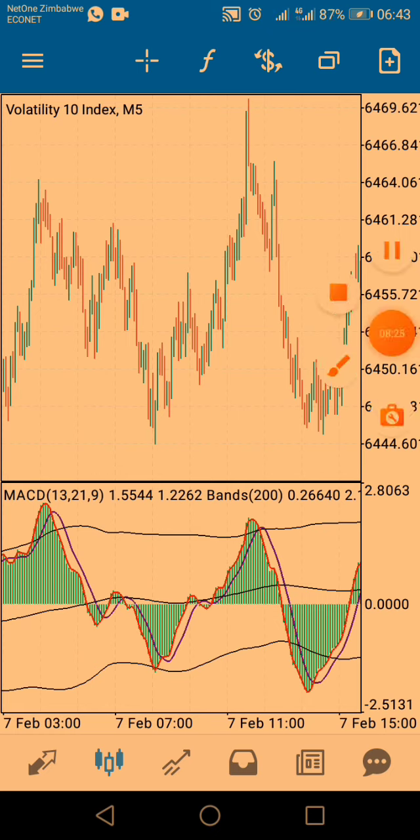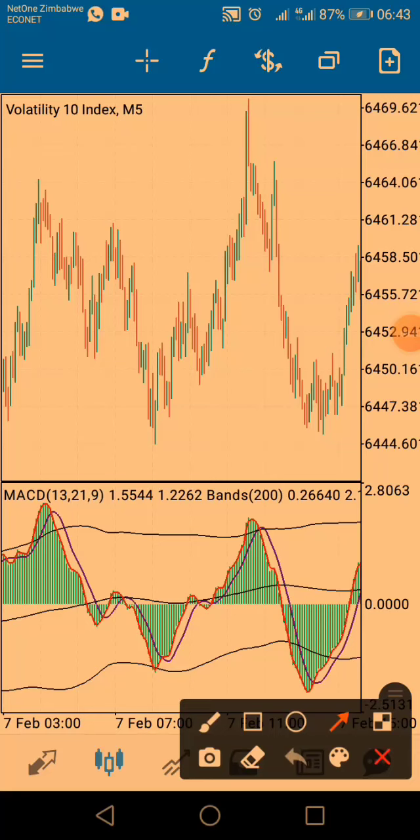Again, you can see another example. You could have entered a sell trade right here because the setup happened right there. You see the market trading above the upper band, and you see the moving average crossing below the MACD line, and you could have placed a sell order right there.